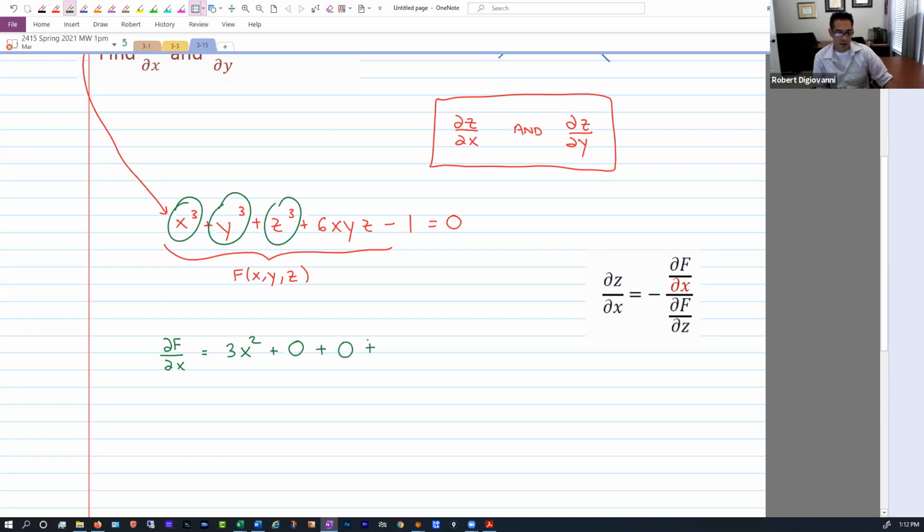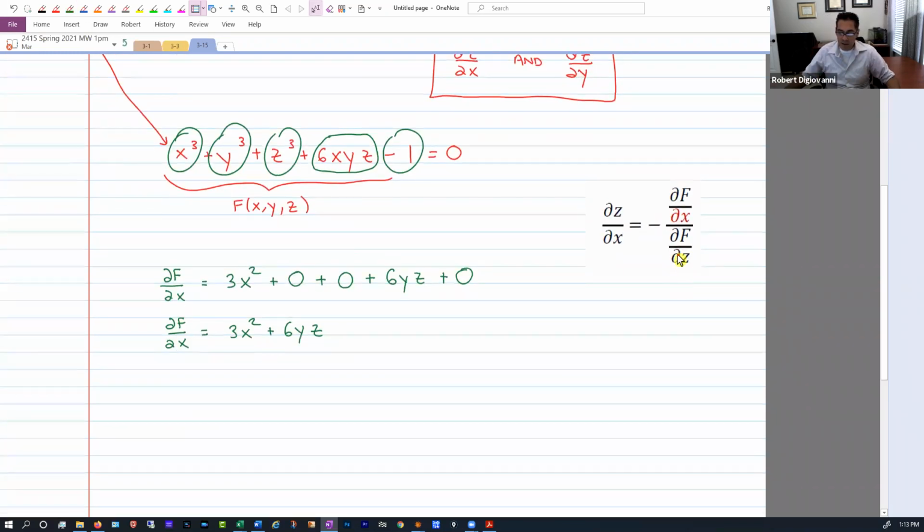So what would we have to do here? We have 6xyz. You're treating your y and your z like a constant, and the 6 is a constant, so the only variable there is x, and the derivative of x would be 1, right? And everything else just comes along for the ride, so you get 6yz. And then here, the derivative of -1 is 0, right? And that's it. So I'll put plus 0. So at the end of the day, we get 3x squared plus 6yz, and that's it. That's the partial of f with respect to x.